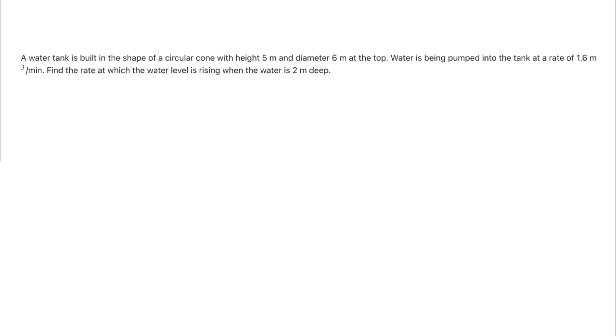A water tank is built in the shape of a circular cone with a height of 5 meters and a diameter of 6 meters at the top. Water is being pumped into the tank at a rate of 1.6 cubic meters per minute. Find the rate at which the water level is rising when the water is 2 meters deep.